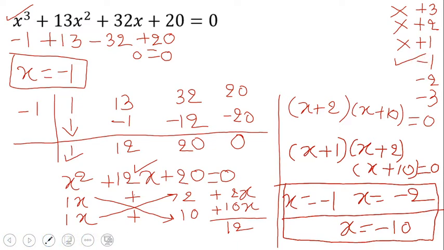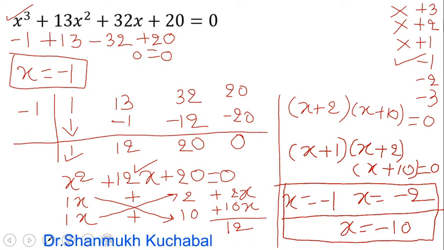So x equal to minus 1. Minus 1 square plus 1, plus 13, x is minus 1, minus 32, and here 20. If I simplify the LHS, it becomes 0, equal to the RHS 0. So x equal to minus 1 is one root. Therefore I write this minus 1 over here. Then the x cube coefficient is 1, I have written 1. The x square coefficient 13, x coefficient 32, constant 20, we have written here.